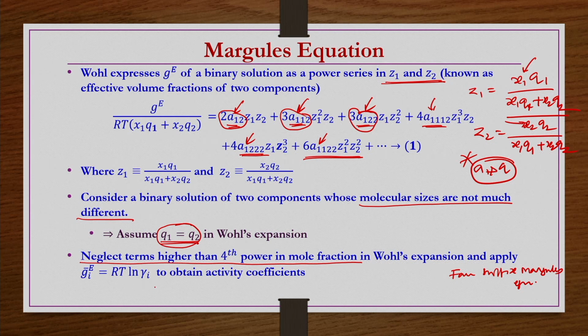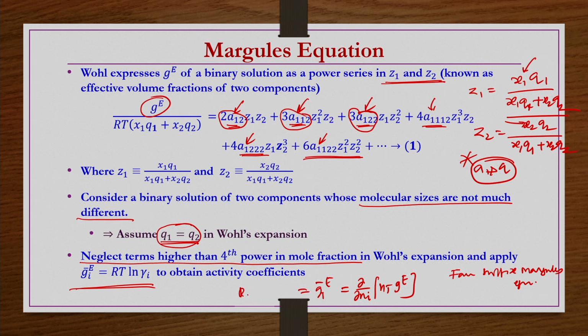right. Once we have this, you apply RT ln gamma i equals G i bar E, and then simplify. G i bar E is nothing but the partial derivative of Nt GE with respect to Ni. So, this GE is nothing but the right-hand side multiplied by RT (x1 q1 plus x2 q2). If you substitute here, differentiate and simplify, then you equate that part to RT ln gamma i.